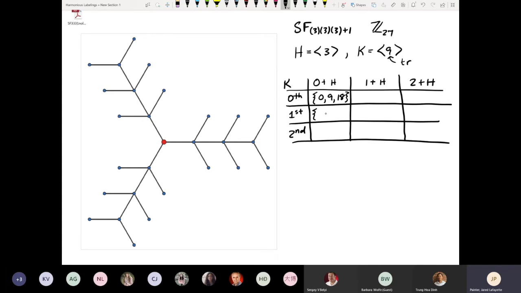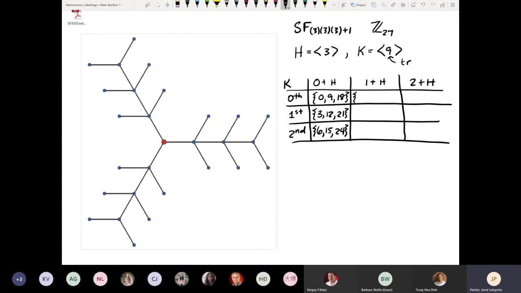And then for the first subcoset, I take all my elements from above and just add 3 to them. So 3, 12, 21, and then add 3 again, so 6, 15, and 24. So that accounts for all of my elements in the 0 plus H coset, or just in H.